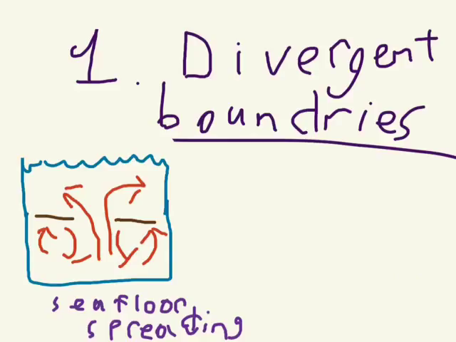Bye! Divergent boundaries, number 1. Divergent boundaries are mainly seafloor spreading, which is plates moving apart. See this picture right here. There are these plates right there. They're ocean floor plates. Plate tectonics, okay? And the blue stuff is obviously the ocean.